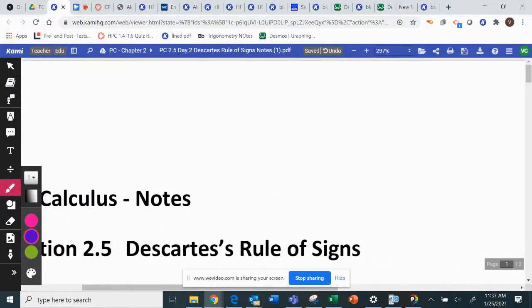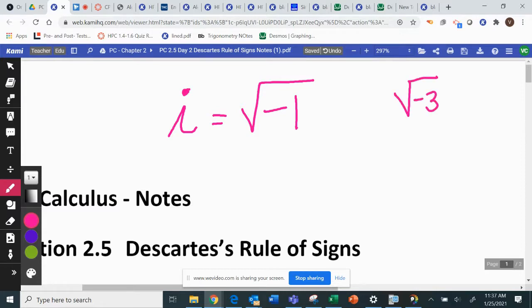What is imaginary? Remember, it's an i. Anybody know how I get an i? Square root of negative 1. That's the definition of an imaginary number, the square root of negative 1. If I had something like the square root of negative 3, I could break that down to be the square root of negative 1 and the square root of 3, which would give me i square root 3.